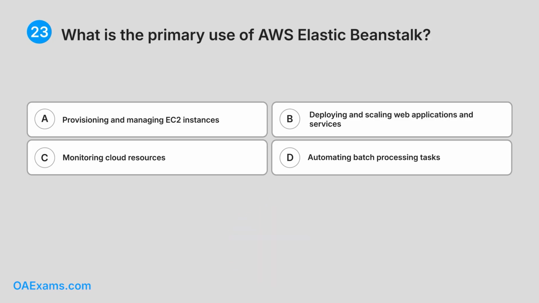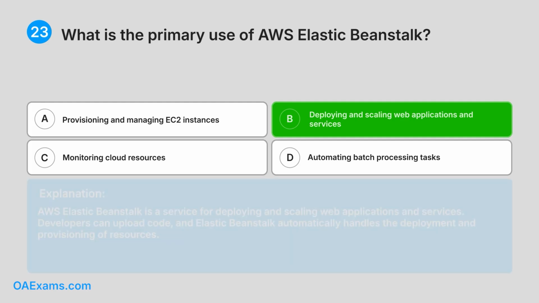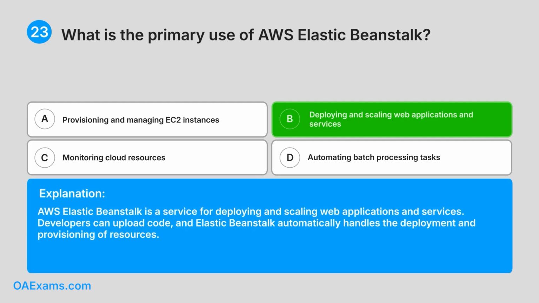Correct answer, B. Explanation: AWS Elastic Beanstalk is a service for deploying and scaling web applications and services. Developers can upload code, and Elastic Beanstalk automatically handles the deployment and provisioning of resources.